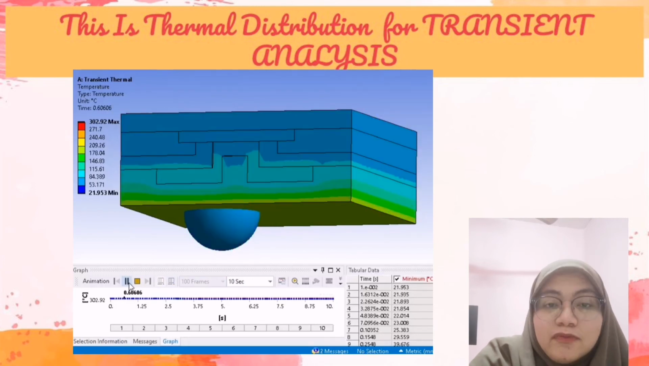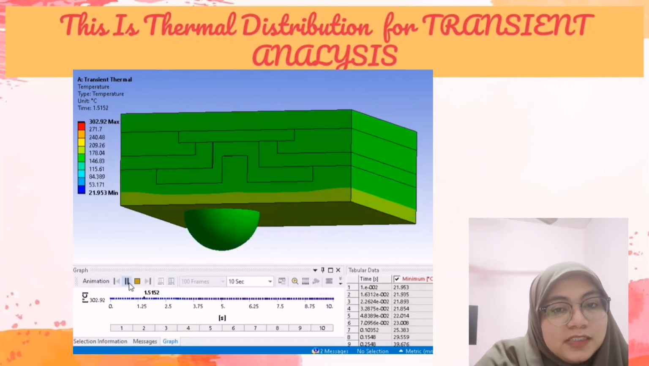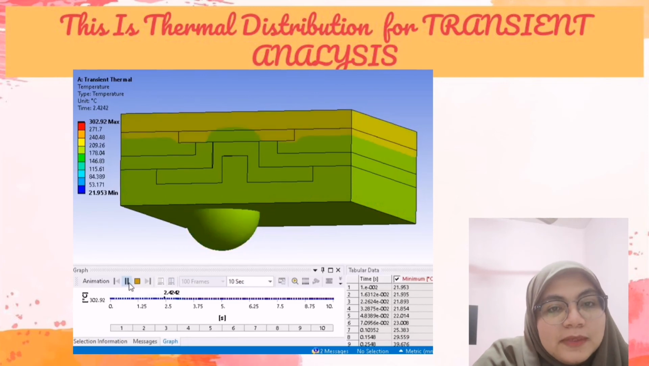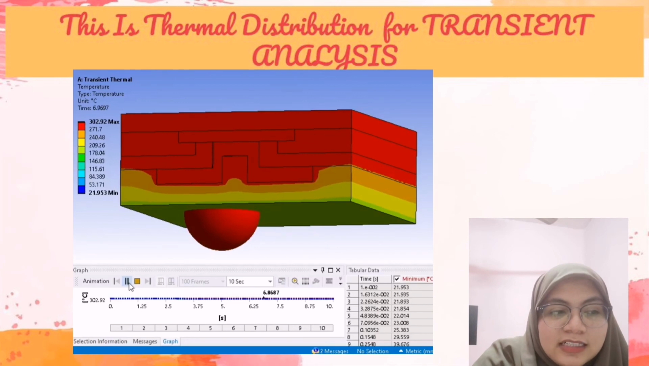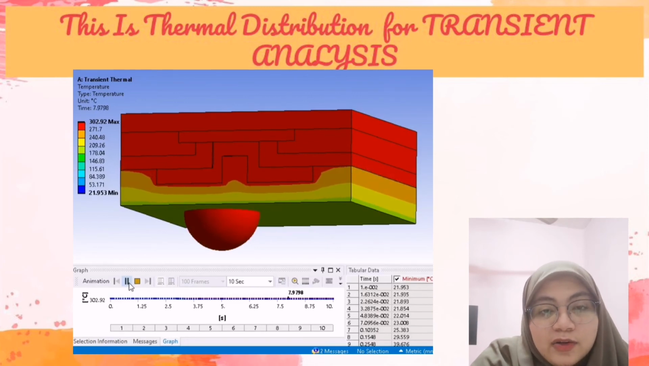This is the thermal distribution for transient analysis. As you know, we apply the temperature on the surface of the die. We can see the temperature is getting higher when the color changes into red. So the surface where the temperature is applied is getting red as the temperature is increasing. So from that, we can see that the transient analysis takes a longer time before the package turns red itself.